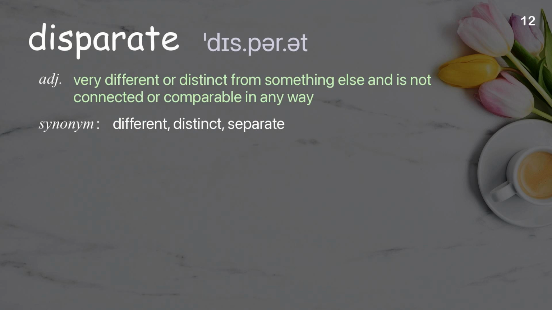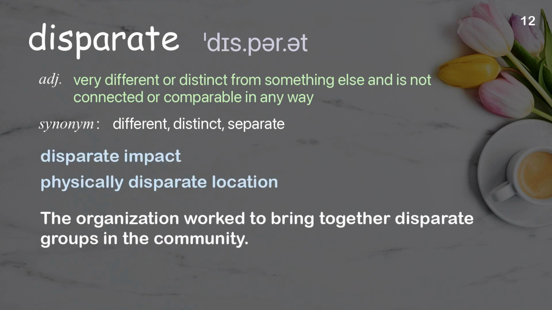Disparate. Very different or distinct from something else, and is not connected or comparable in any way. Examples. Disparate impact. Physically disparate location. The organization worked to bring together disparate groups in the community.